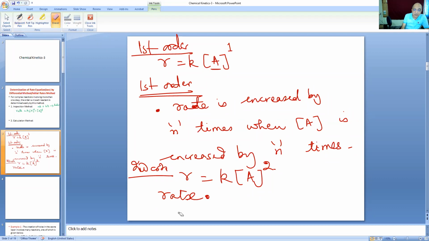Rate is increased, who can tell me? Looking very dormant today, what has happened?